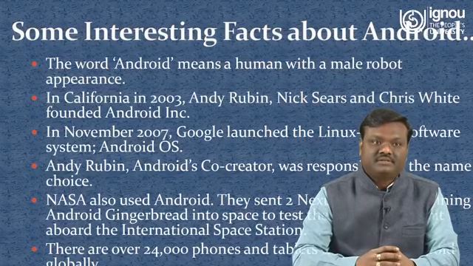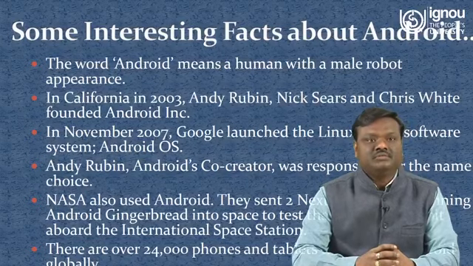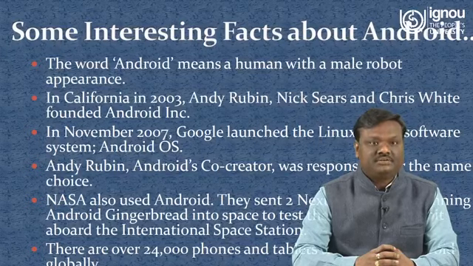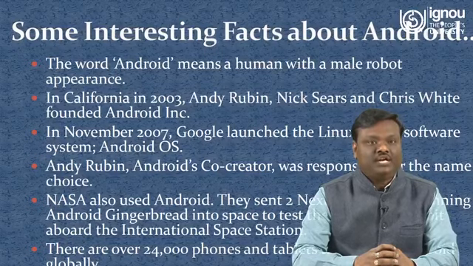Not only in the devices that we discussed earlier, but NASA also has used Android. They sent two Nexus S handsets running Android Gingerbread into space to test their sensors in orbit aboard the International Space Station. There are over 24,000 various phones and tablets that run on Android globally.